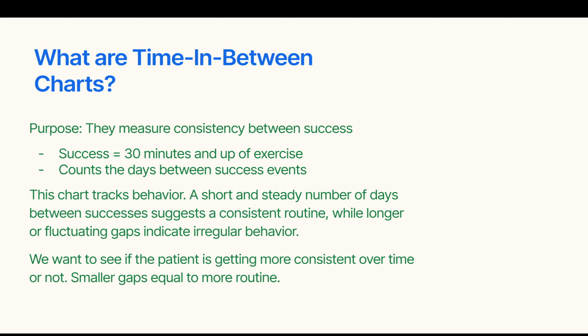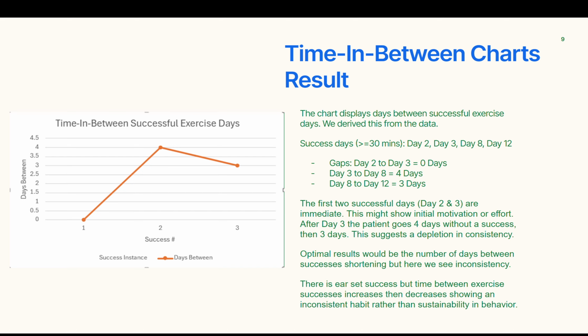This chart tracks behavior. A short and steady number of days between successes suggests a consistent routine, while longer or fluctuating gaps indicate irregular behavior. We want to see if the patient is getting more consistent over time or not, and whether the smaller gaps equal more routine. So now let's go over our results with the time in between charts, which we created.